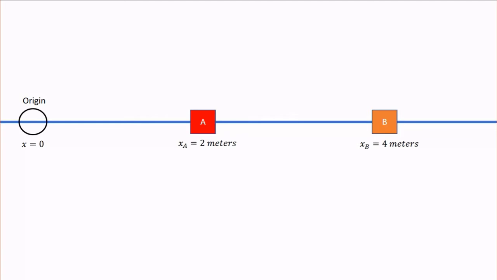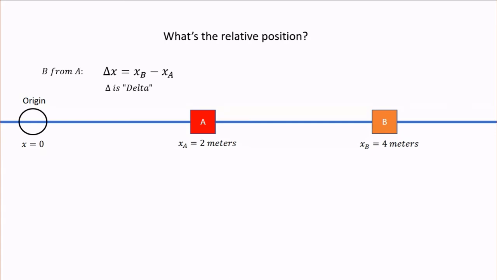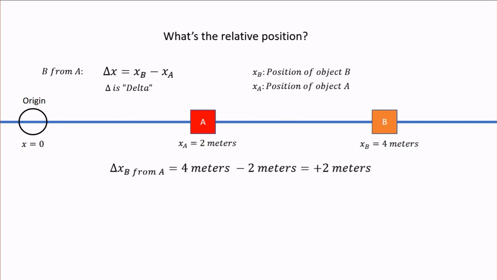Now, let's say we have the position of two different objects, and we want to know the relative position between them. This relative position is simply calculated by subtracting one position from the other. So if we wanted to know where object B is relative to object A, we would use this formula. That triangle symbol is the Greek letter delta, and is often used in math to denote the change in some quantity. Here it means the change in position. x_b is the position of object B, and x_a is the position of object A. So, in our example, we would have delta x equals 4 meters minus 2 meters equals positive 2 meters. This means that object B is 2 meters to the right of object A.